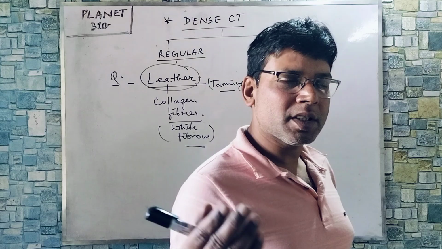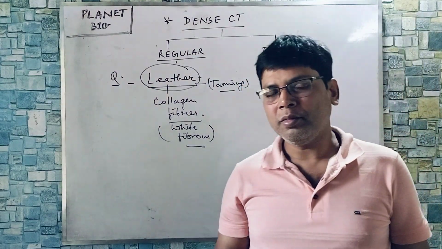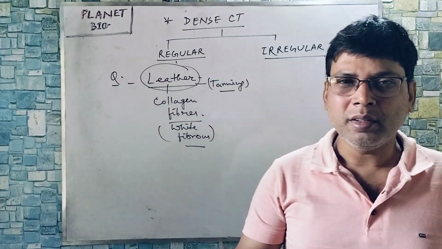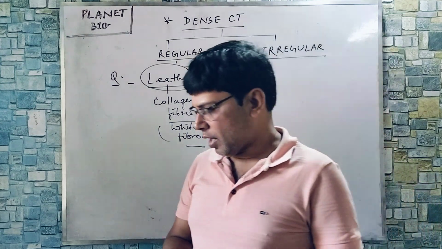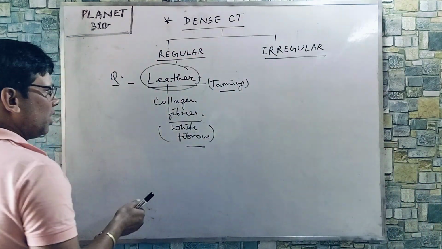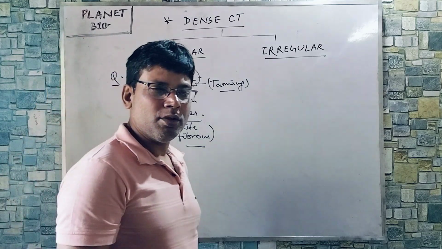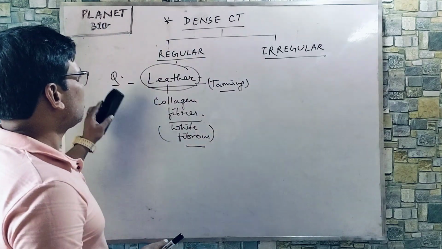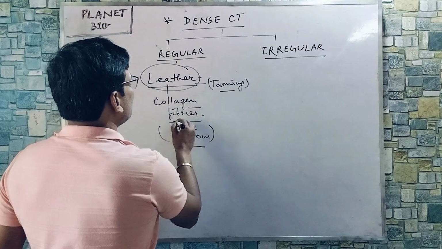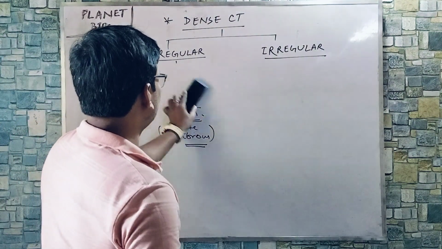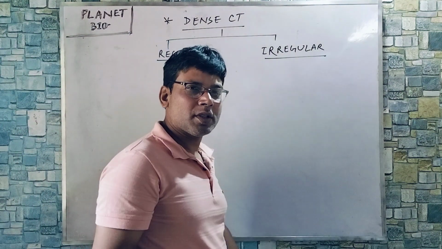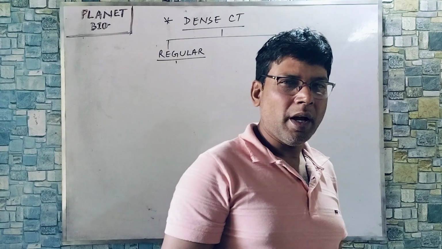And by using this leather, we can manufacture jackets, belts, and other types of garments. Nowadays, there is leather garments widely used by the foreigners. So leather is nothing but a sheet of collagen fibers. Okay, and this is lacking in frog because the skin is loose and glandular.